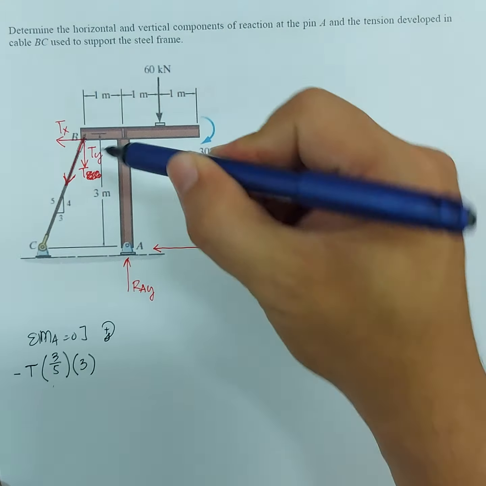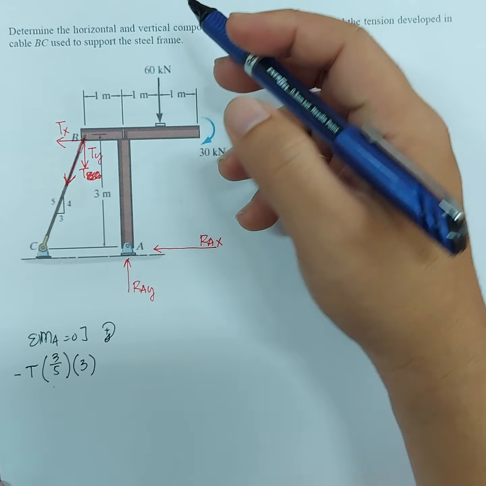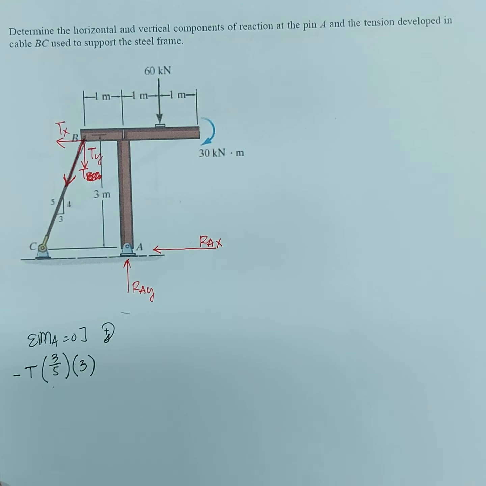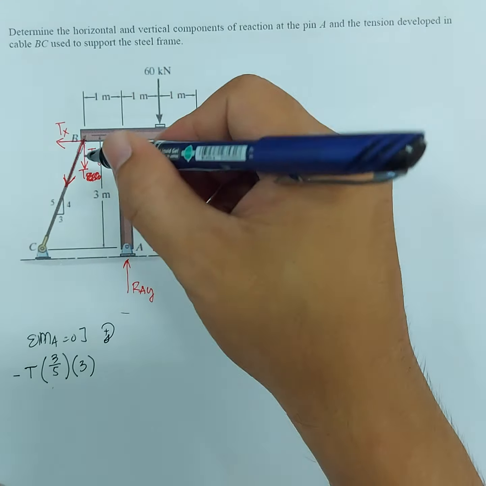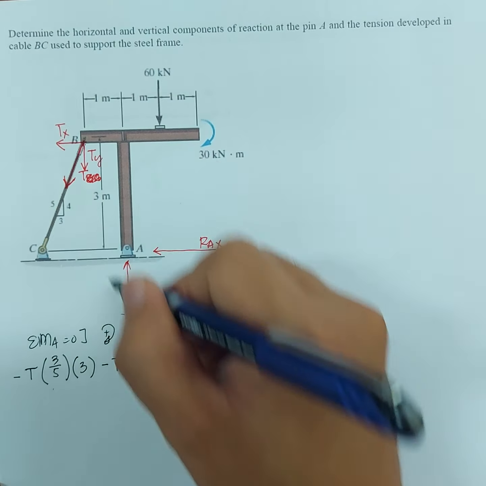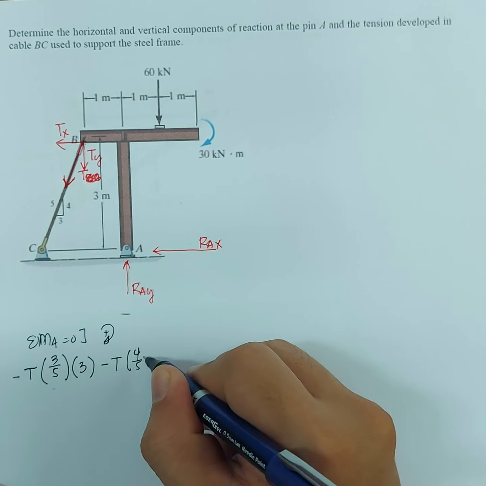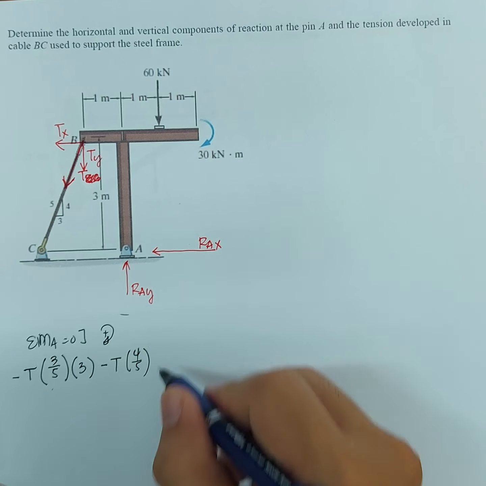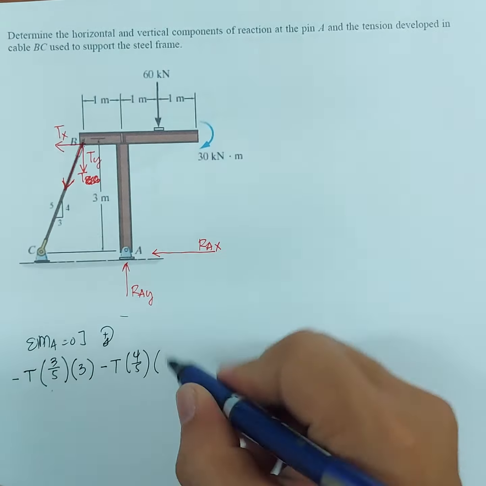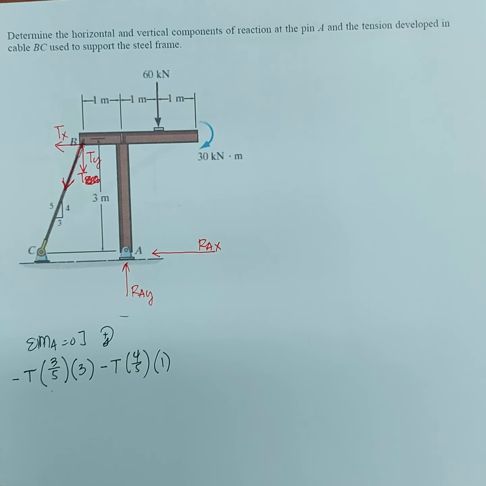What else? The moment of Ty. Again, the rotation caused by Ty is counterclockwise, so that is minus. So Ty is 4 over 5 of T. And then the moment arm of our Ty is 1 meter.